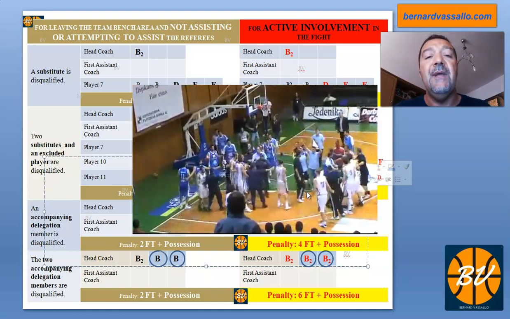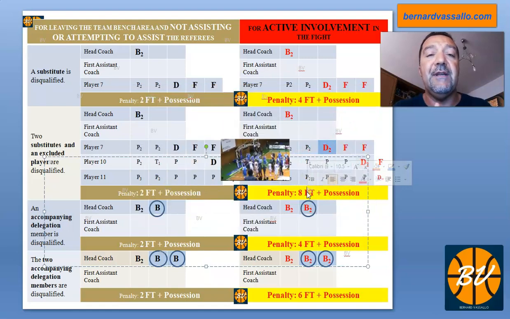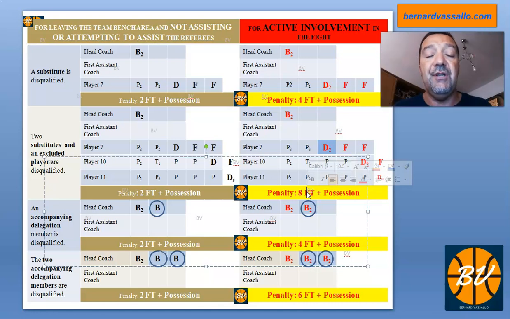Let's just assume that it's just these 3 players that were actively involved in the fight. Therefore, in such a situation, the other team would receive 8 free throws plus possession in the front court with 14 seconds on the clock.